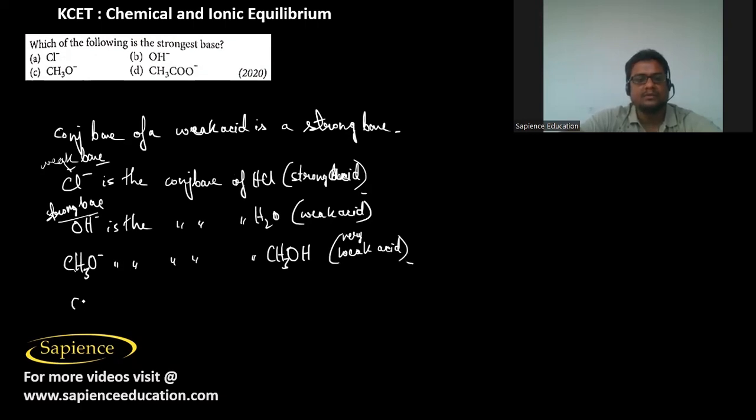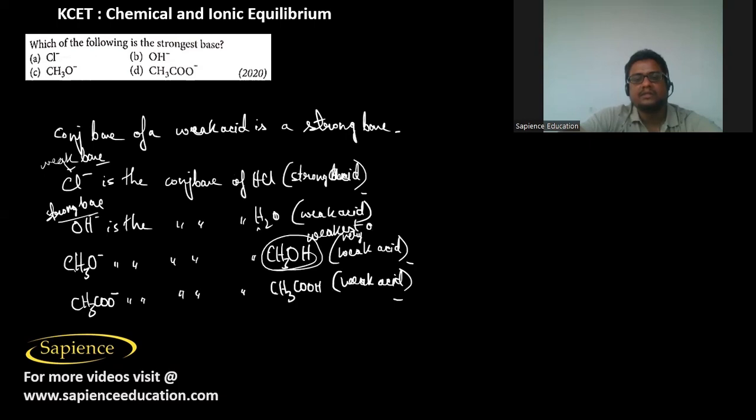And CH3COO minus, which is the acetate, is the conjugate base of CH3COOH, which is also a weak acid. But out of these three, CH3OH is the weakest acid. So it means its conjugate base also will be the strongest base. So option C is the correct answer.